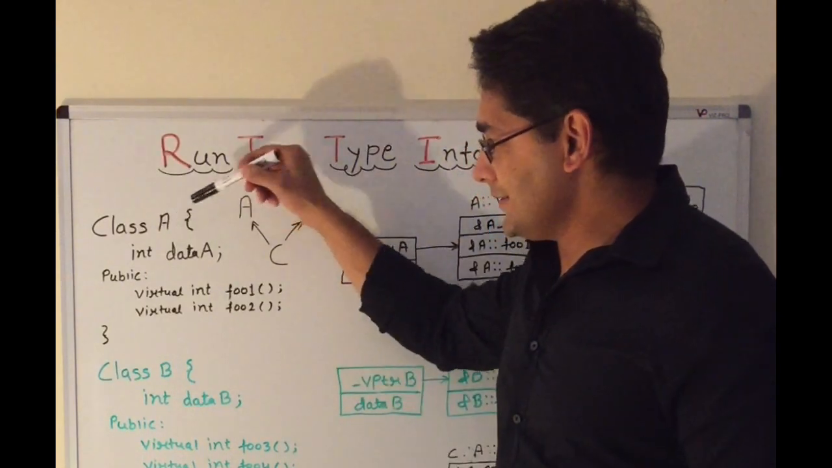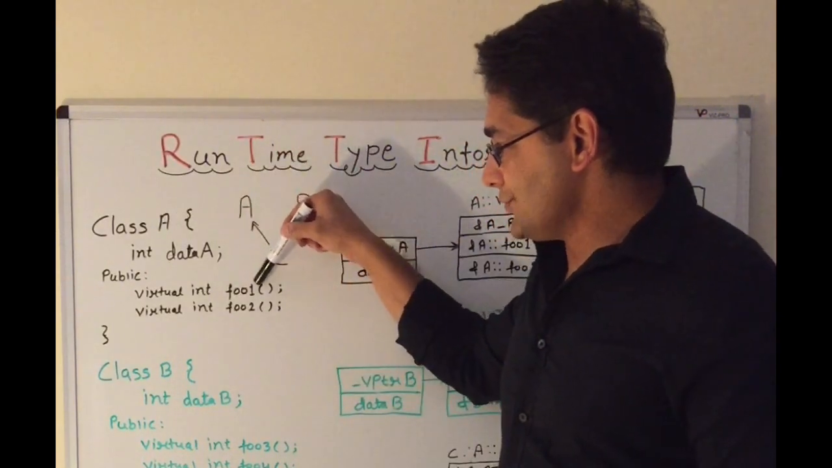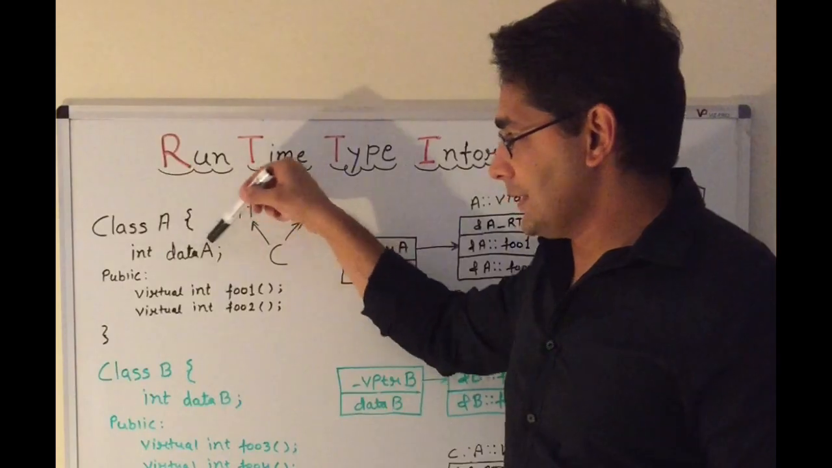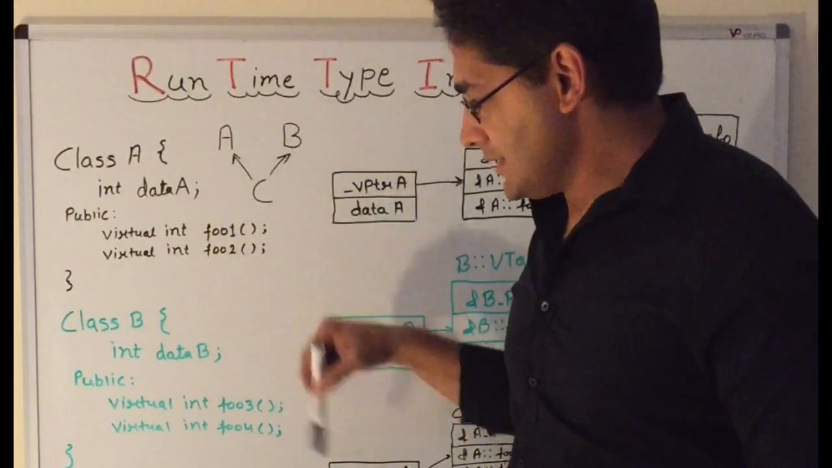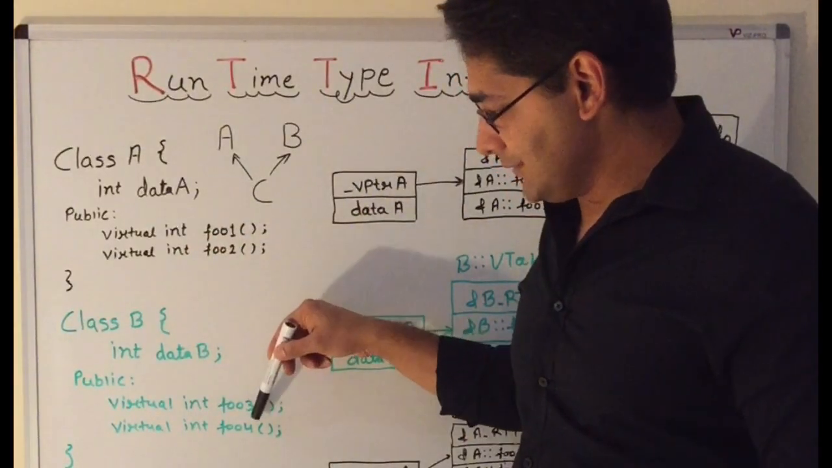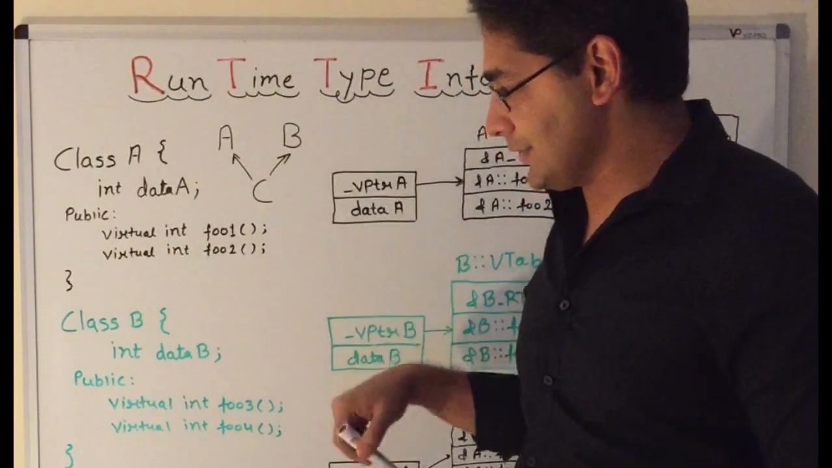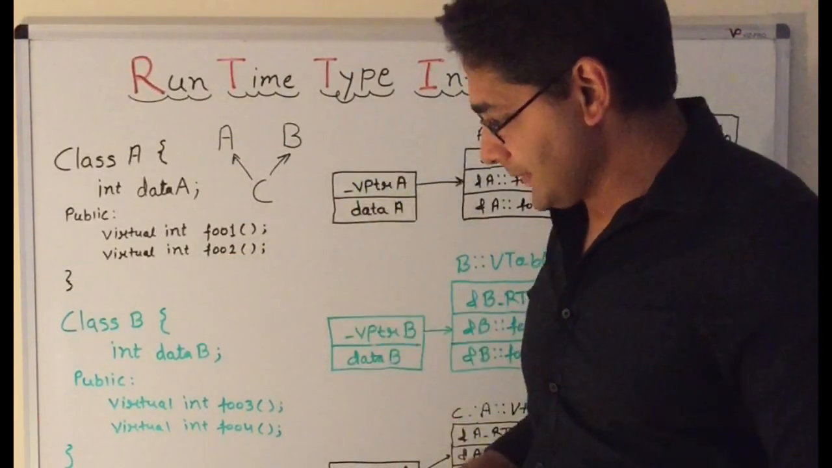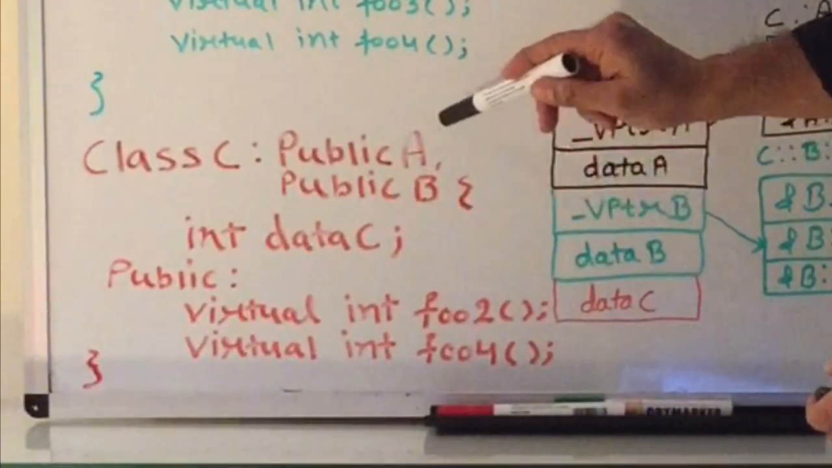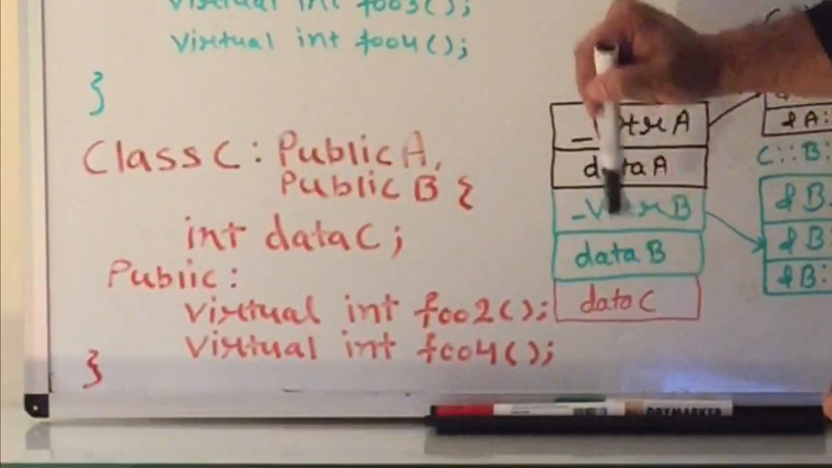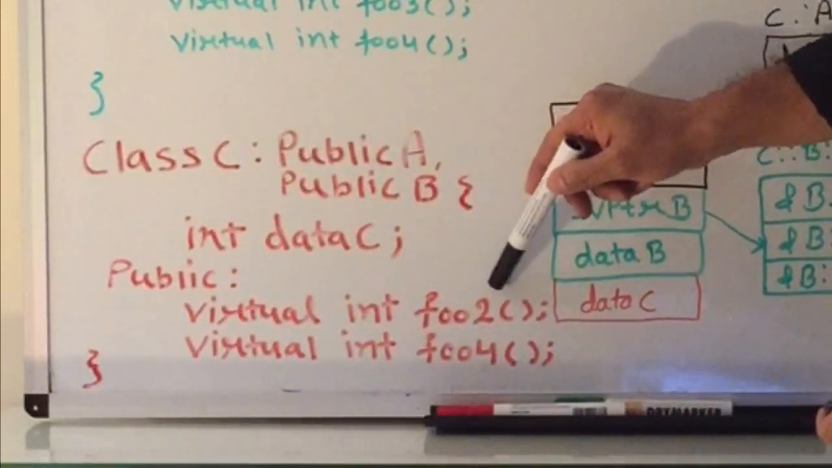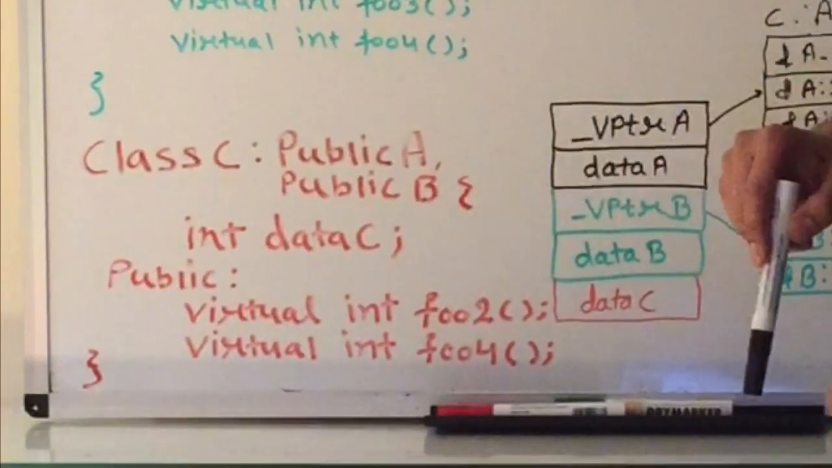In this class A, I have two virtual functions foo1 and foo2 with data member A. In class B, I have foo3 and foo4 as virtual functions and data member B. Class C is publicly derived from class A and B, which overrides foo2 and foo4.